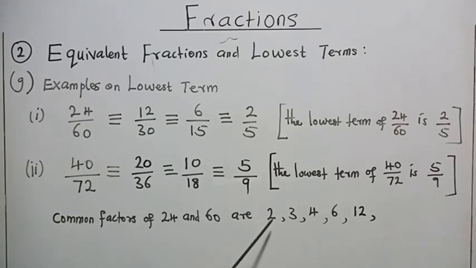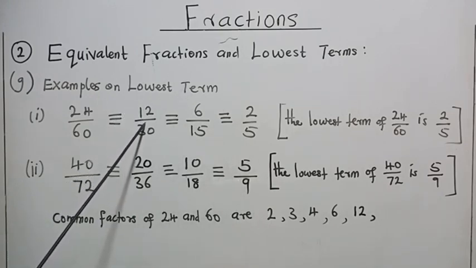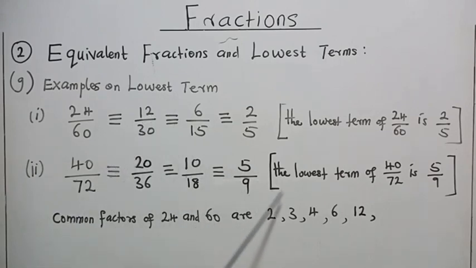Which one of them is the highest common factor? That is, of all these common factors, which one is the highest? It is 12. If we divide with 2, the lowest common factor, we get the next fraction, which is not yet in its lowest term. If we keep on dividing with these lower factors, we keep on getting fractions which are not yet in the lowest form.